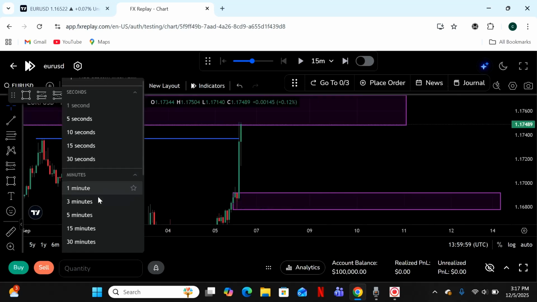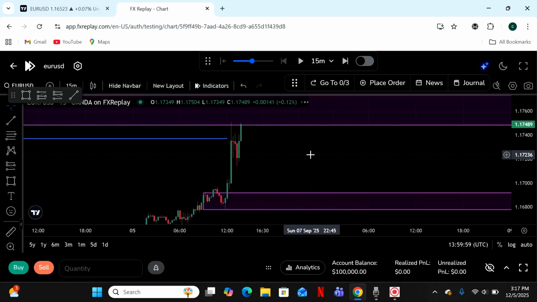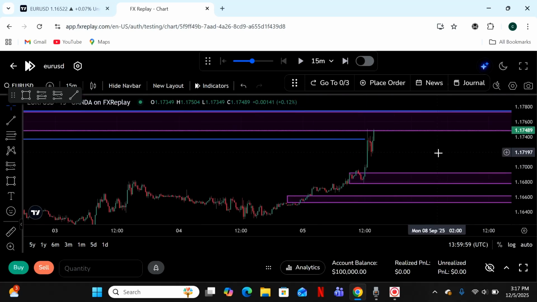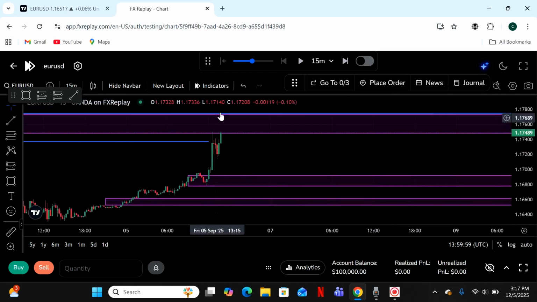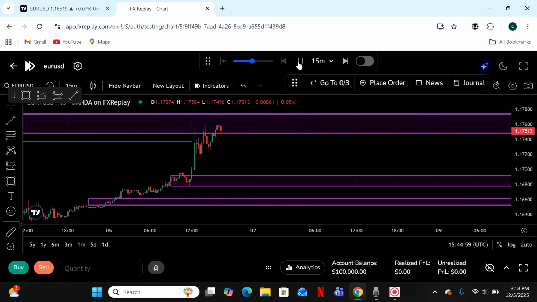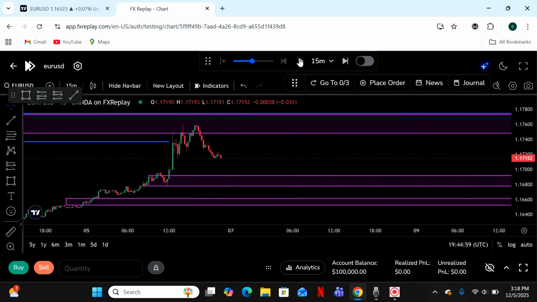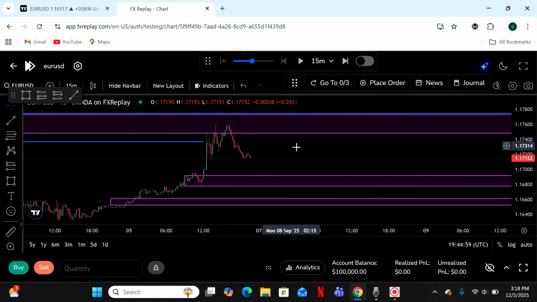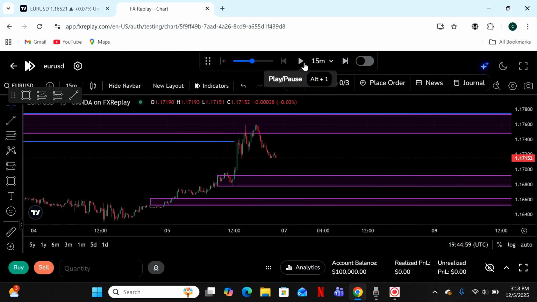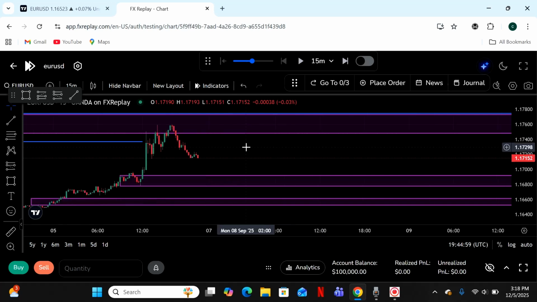So we just move down to our 15 minutes to see whether we are going to have a change of character. So we watch the market. The market is doing its thing. The market has broken structure nicely. I like to wait for two breaks of structure. I don't really like to just take my trade on the first break of structure. I like to wait for two breaks of structure.